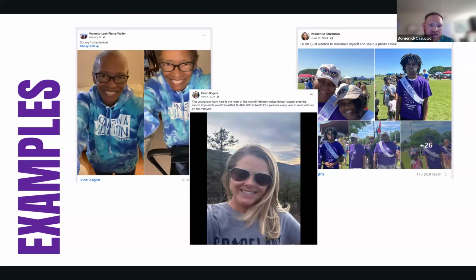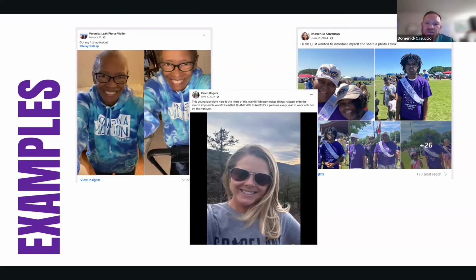The one on the left is Veronica, who did a post. She did her first lap inside. When we had Relay First Lap, she posted 2 selfies within her group saying that she did her first lap. The second, which was really great to see when I was looking through some content for this slide, is one of the ELT volunteers recognizing their staff partner, Whitney, who's pictured in the middle. They just did a call out and a shout out recognizing one of their ACS staff partners.